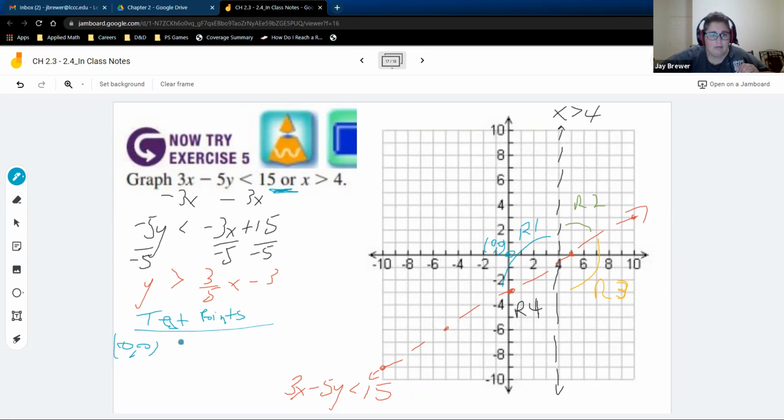Okay, so 0, 0, and we can do some of them kind of verbally. Is 0 greater than 4? No, so that would be false. But now we also have to check the other one. So 3 times 0 minus 5 times 0 less than 15. Is 0 less than 15? That's true. So we're going to shade region 1.